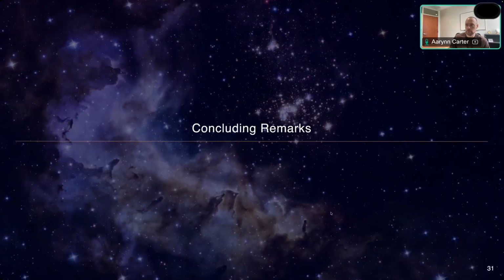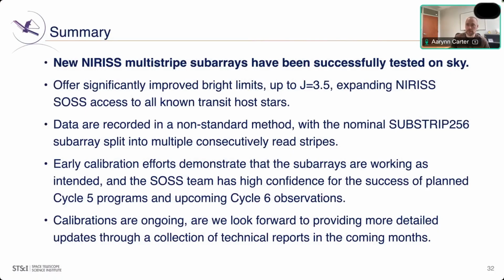Okay, just some quick concluding remarks. So first, we've tested these NIRISS multi-stripe subarrays on sky, and everything went pretty well. We expect the mode to work for all of the future cycle 5 observations. These are going to offer significantly improved bright limits, up to a J magnitude of 3.5. So you can observe any known transit host star now without saturation if you'd like to. The data are recorded in this non-standard method where we're reading out these individual stripes one at a time. But our earlier calibration efforts are demonstrating that it's all working as intended, and we have high confidence for the success of cycle 5 programs and the upcoming cycle 6 observations.